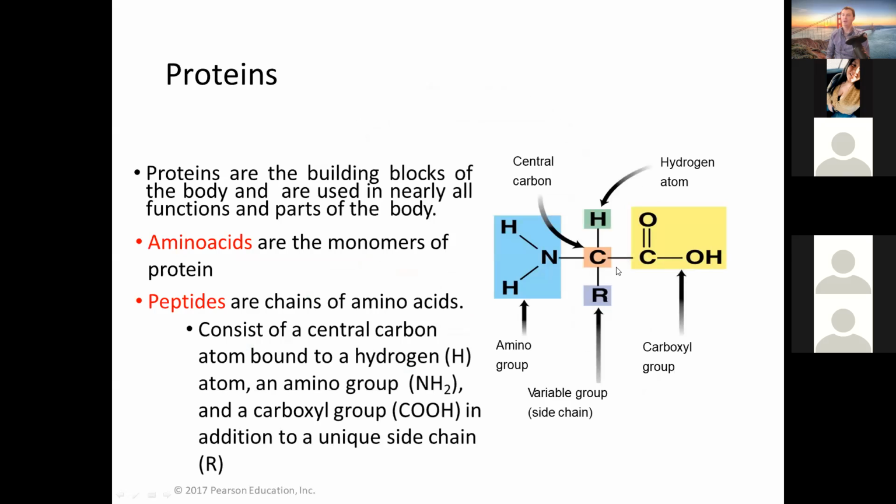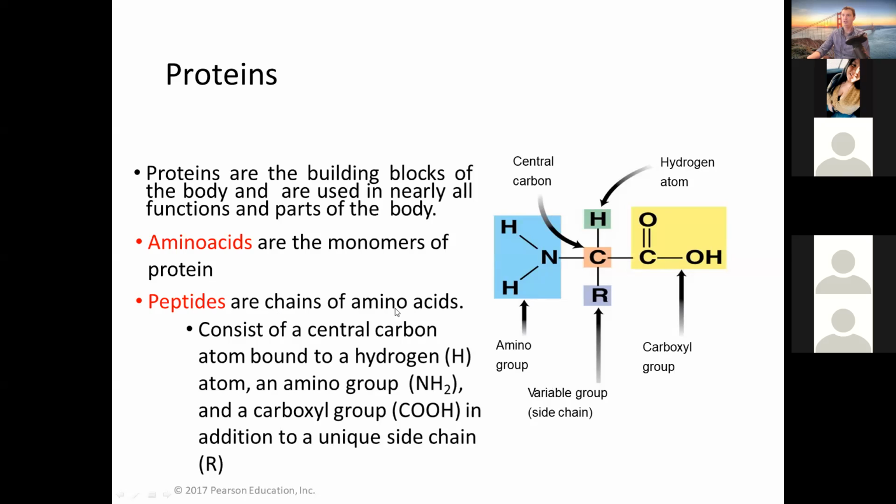Okay, so another macromolecule are proteins. Proteins are the building blocks of the body and are used in nearly all functions and parts of the body. The monomer of proteins are amino acids, and over here is just an example of an amino acid. It has a central carbon atom, a hydrogen atom, a carboxyl group, and an amino group. Okay, and when we link these amino acids together, we form peptides.